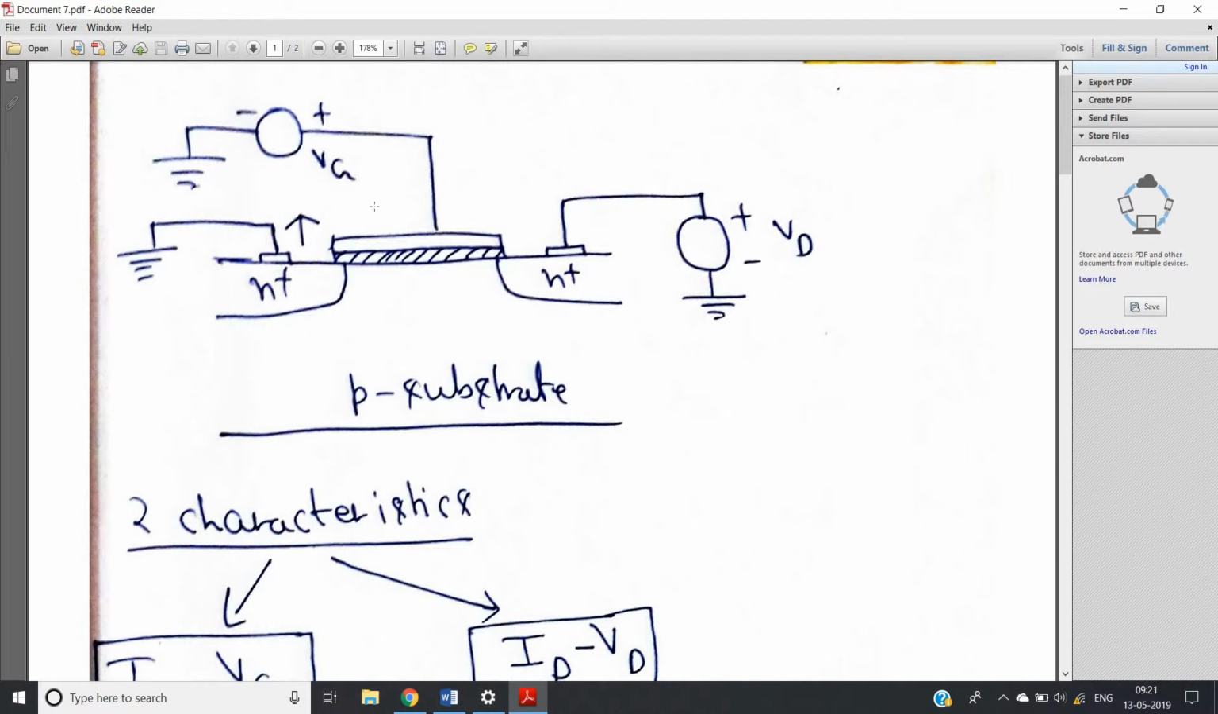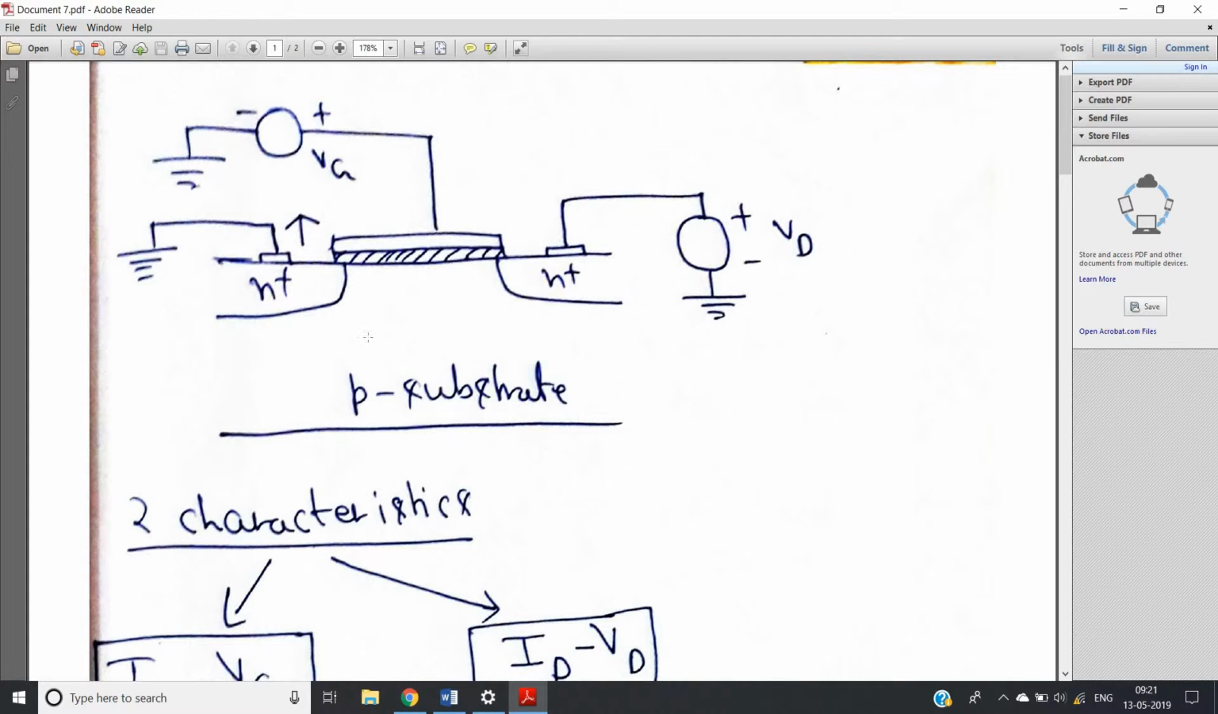Now if you observe this structure carefully, you can find we are applying two potentials. One is Vg, the gate potential, and another is Vd, the drain potential, and here current is flowing from drain to source. How this current flowing from drain to source depends on the gate potential and drain potential, that is what I am going to discuss.